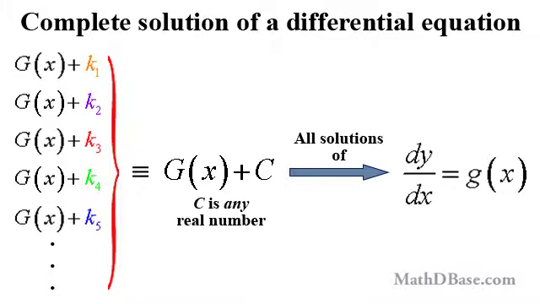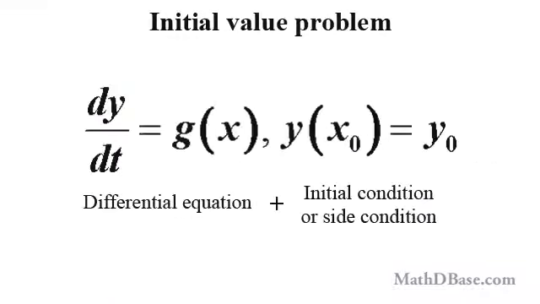And the set of all particular solutions, infinitely many of them, which we can express as big G of x plus an arbitrary constant c, represents all solutions of the differential equation, or its complete solution. We can determine a specific value for the arbitrary constant, which means a specific particular solution, by applying an initial or side condition to the differential equation. A differential equation with an attached side condition is called an initial value problem.